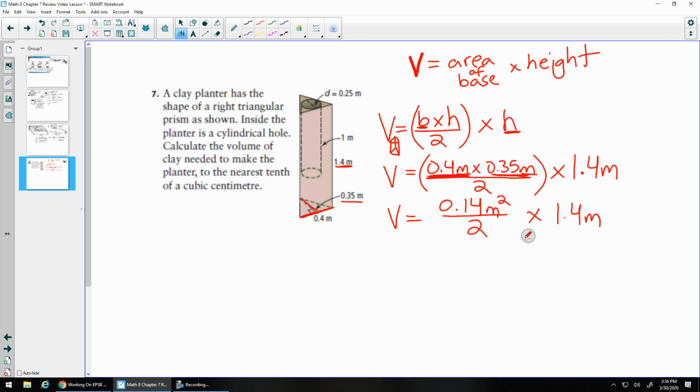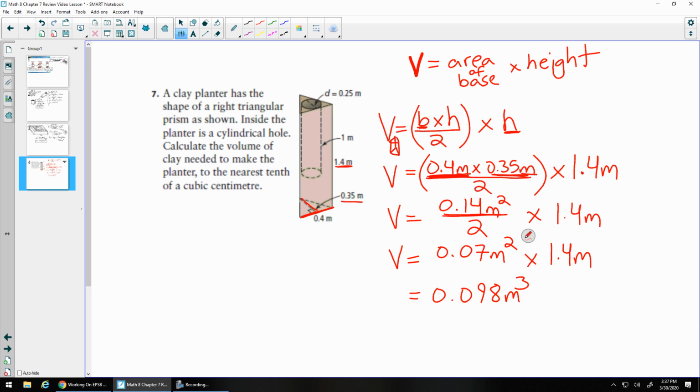Okay, let's do the next step. Again, if you want to do steps a bit faster, you can, but the next step would be 0.14 divided by 2, which will be 0.07 meters squared. Okay, so I just did that next step, and then I'm timesing that by 1.4 meters. I multiply that on my calculator, times 1.4, and I get this pretty small number: 0.098 meters cubed.